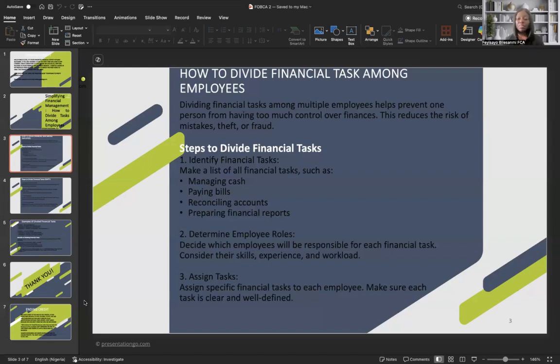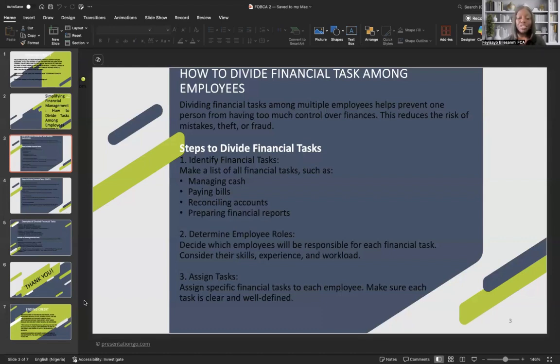Now, number two, determine employee roles. Decide which employee will be responsible for each financial task. In doing this, you must consider their skill, their experience, and their workload, right? You don't want to give too much responsibility to one person because you want them to be very efficient at what they do, especially as it pertains to the finances of the business, so you don't end up having issues on your hands, right?